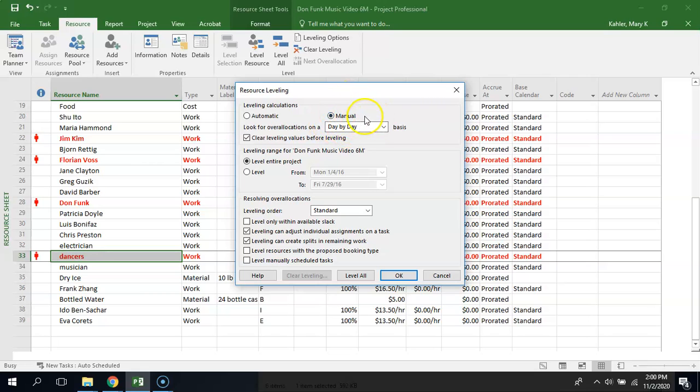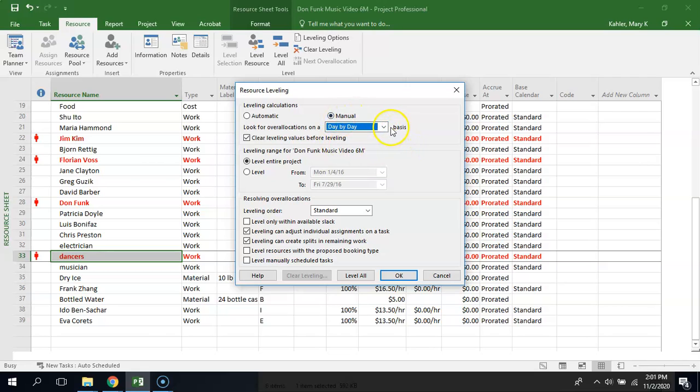So we're going to select manual, and we want to look for over allocations on a day-to-day basis, because that's where most of our problems are, is that it's just certain, maybe one day, a couple of days, things are over allocated. If most people get paid on a weekly basis, we can do it week by week as well. And it just kind of depends on the nature of how you pay people and what you consider normal for your workplace.